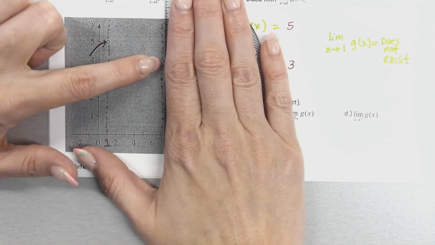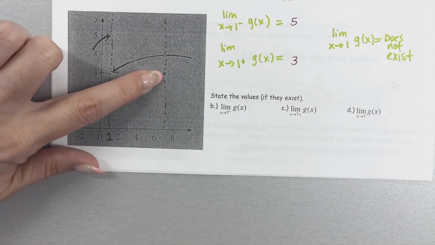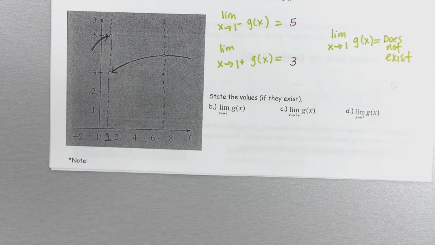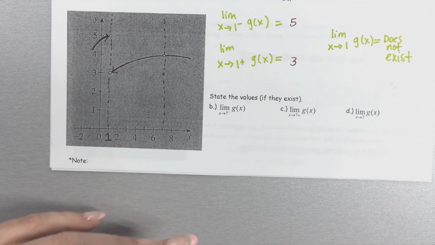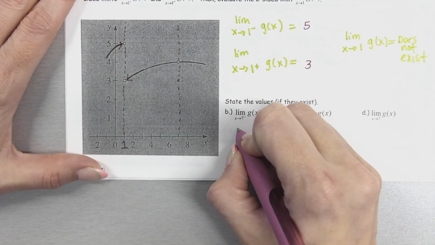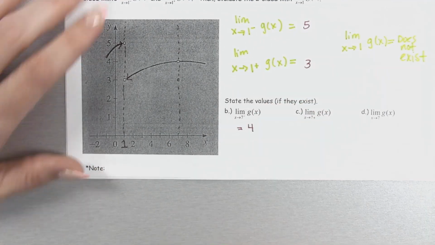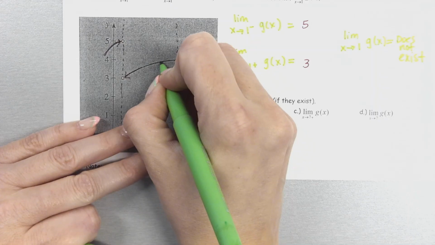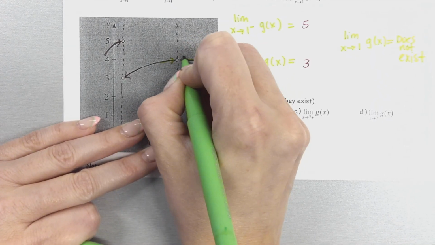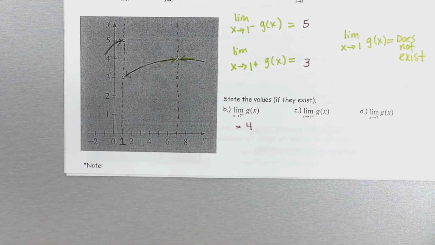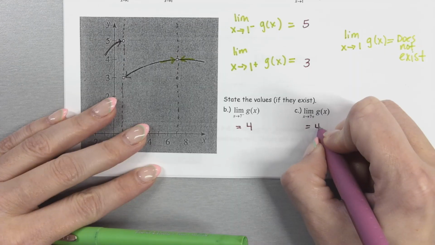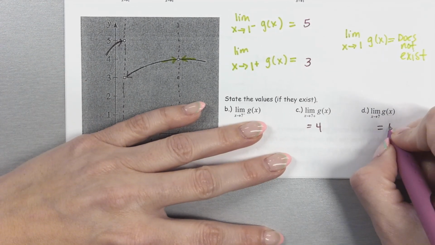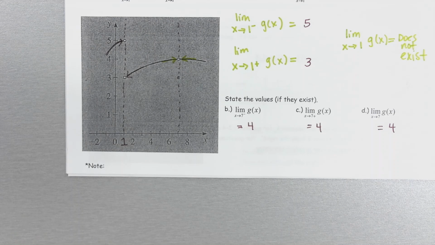So it's approaching 4. This one is a little different because you can see there is this point here that is intentional. It gets closer and closer to 4 as you approach from the left. It also gets closer and closer to 4 as you approach from the right, which means the limit does exist, and it is 4.